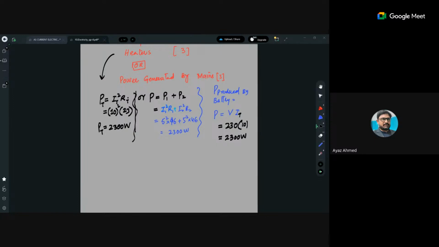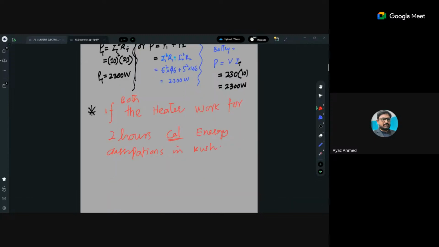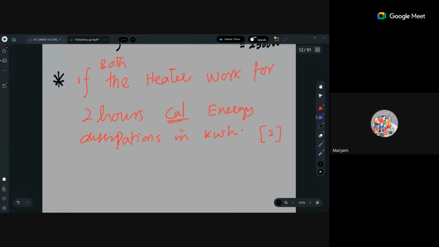The next part of that question can be: if both the heaters work for 2 hours, calculate energy dissipation in kilowatt hours. Okay, that is a 2 marks question. So you have to calculate energy.